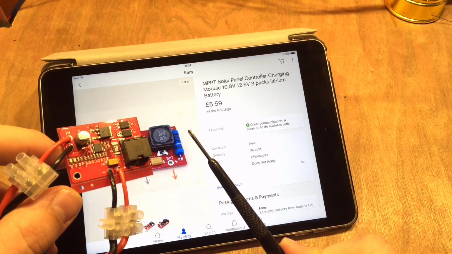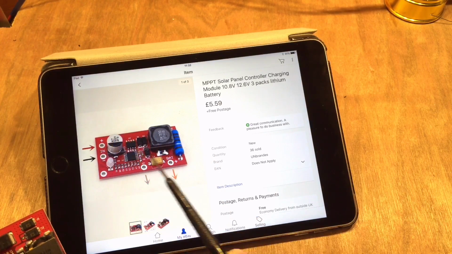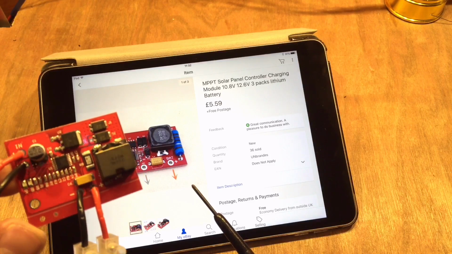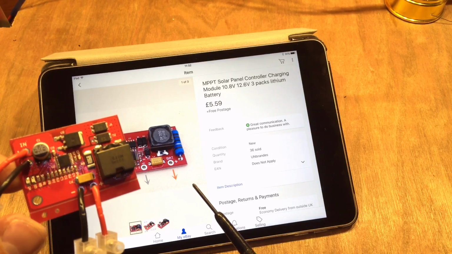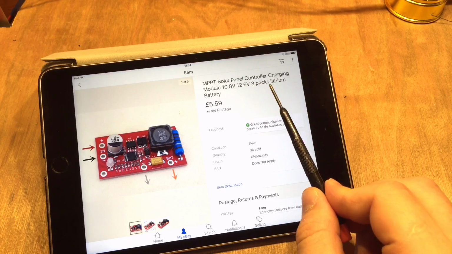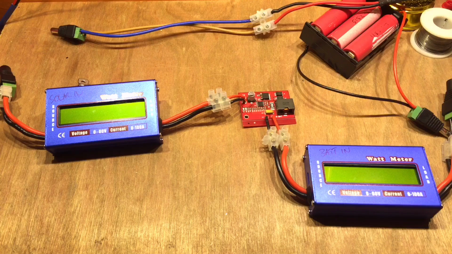It's the same implementation as far as I can tell, but obviously they've changed the resistor, they've shuffled things about a bit on this board and made a version 2, shall we say, but it says it's a 12.6 volt 3S lithium battery charger, so that's what I'm going to go with. Now, I've got my 3S lithium pack there plugged in, and we've got the usual setup.